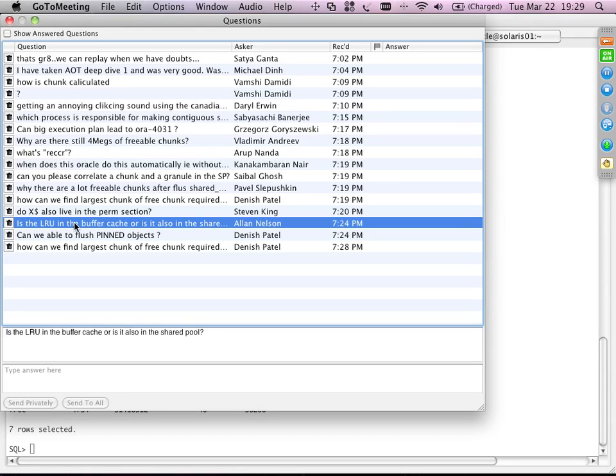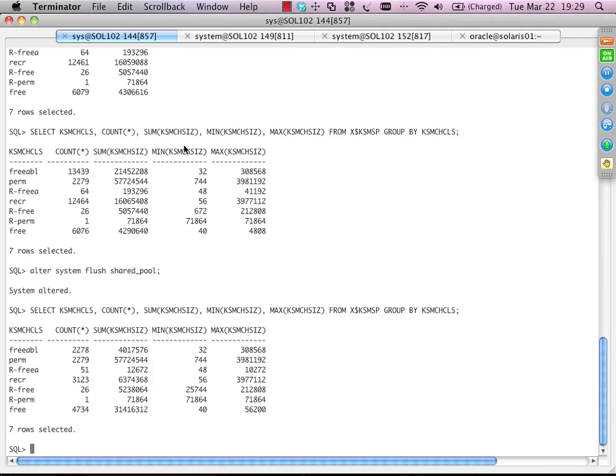One question: is the LRU in the buffer cache or shared pool as well? Yes, in both. They're totally different things, but buffer cache has a bunch of LRUs. Shared pool has one LRU list per heap. Okay. So I'll get back to some other questions later on.